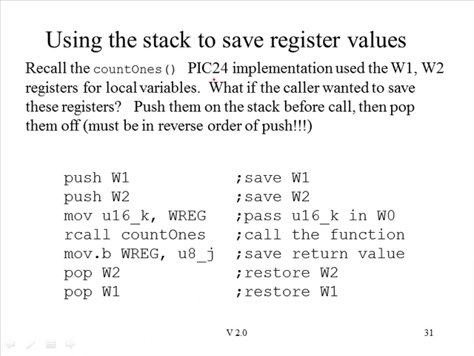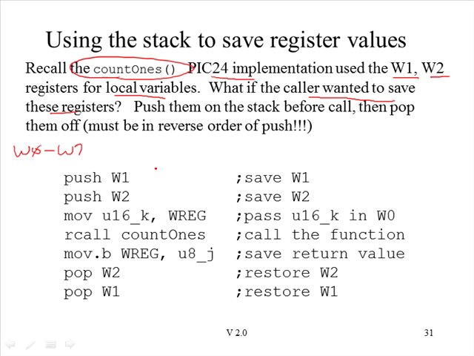Recall that our PIC24 implementation of the count once function used the W1 and W2 registers for local variables. We did this because we knew that the rule says that unused registers W0 through W7 that are not used to pass parameters can be used for local variables, and the subroutine does not have to save them. That's the responsibility of the caller. So what if the caller wanted to save these registers? How would you do it?